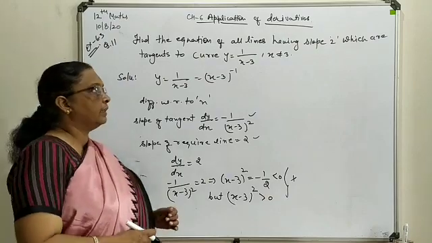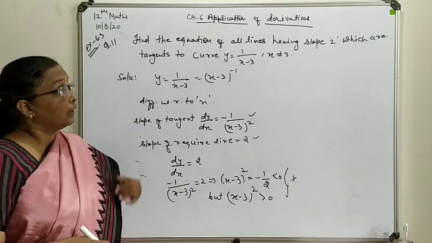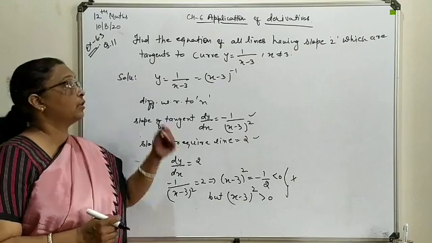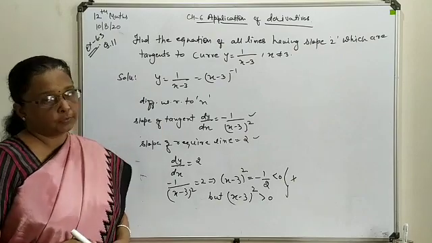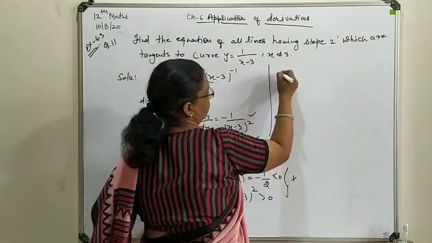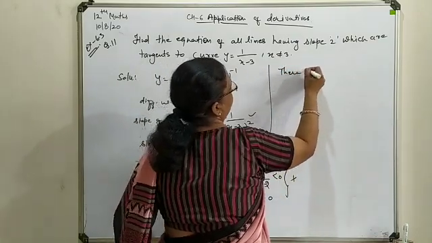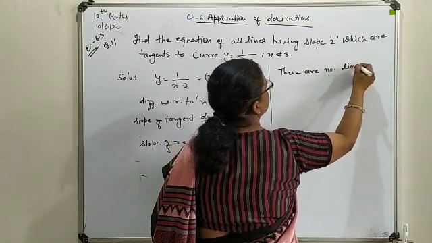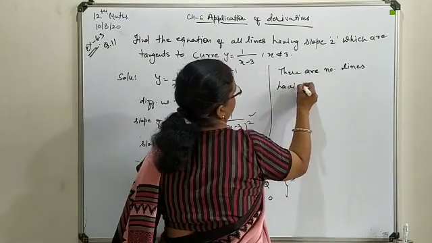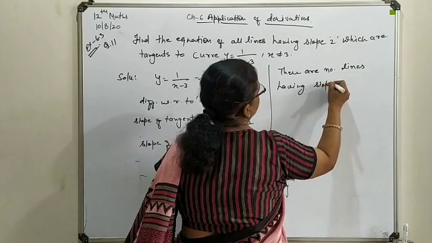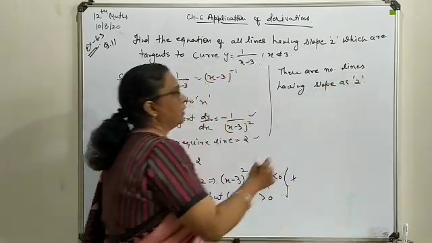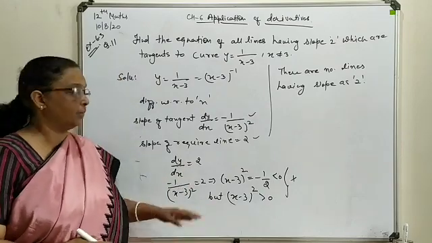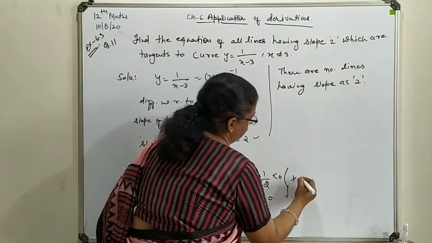So here you can say that we do not have any point from which you can draw a line with slope 2. So it is not possible to generate an equation of a line with slope 2. So here we can conclude there are no lines having slope 2. In this case, none of the equations of a line we can generate with slope 2. So here only we have to stop because this situation is not possible.